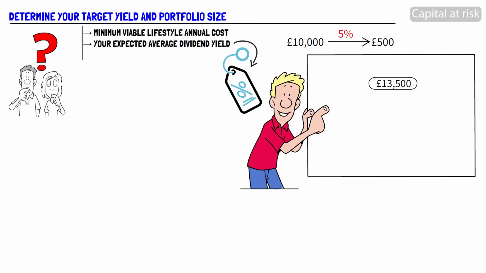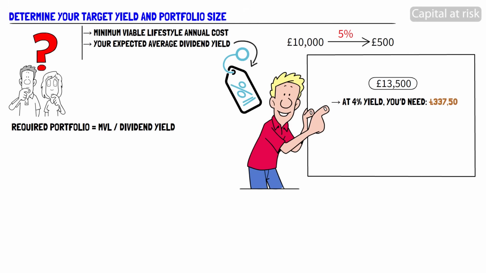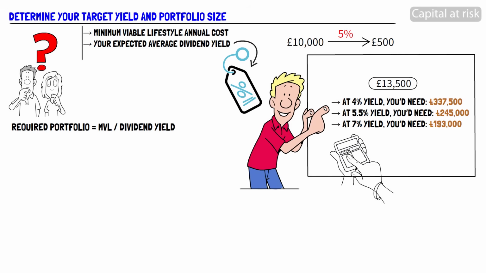You can use the following formula. Required portfolio equals MVL divided by dividend yield. So for different yield targets, at a 4% target yield, you'd need a total portfolio of £337,500. At a 5.5% yield, you need a total portfolio of £245,000. At a 7% yield, you need a total portfolio of £193,000. So as you can see, the yield affects the amount of capital required.